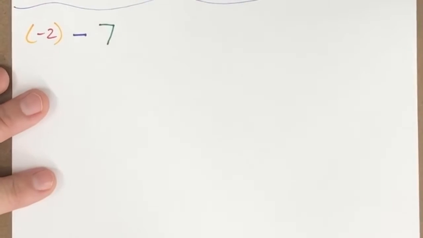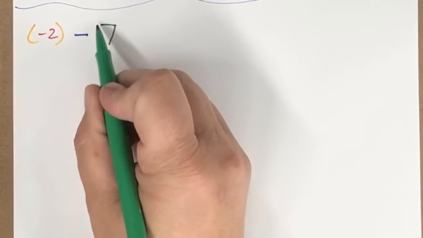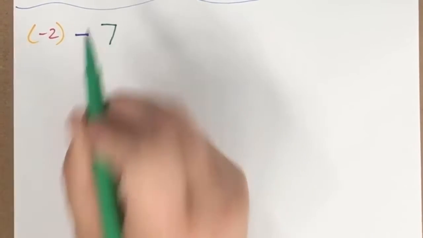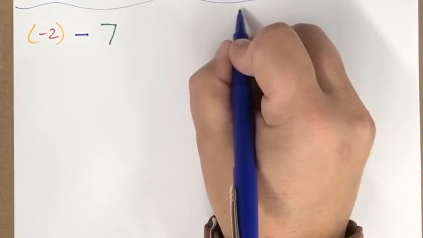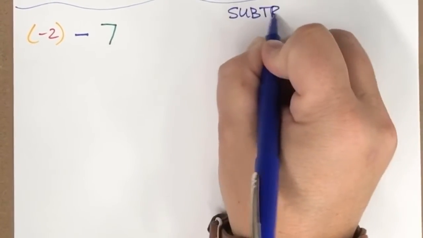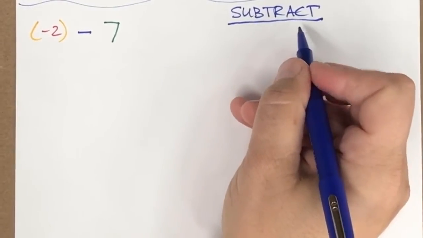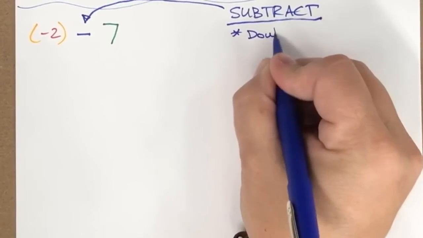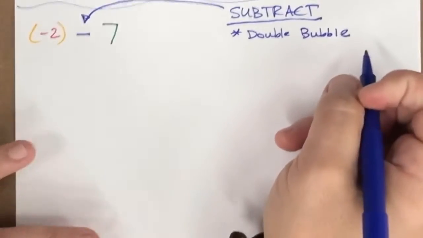Okay, so let's keep in mind, if there is no sign, so there's no parentheses, this is really like a positive 7, you can think of it like that, but there's no sign there. So first of all, if we follow Miss Mills' steps, if it's subtract, we went over the addition steps. So if you see a subtraction sign, then that means you're going to double bubble. Okay, so we're going to double bubble.